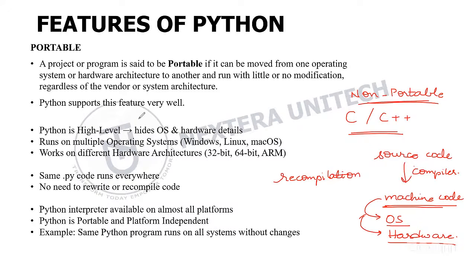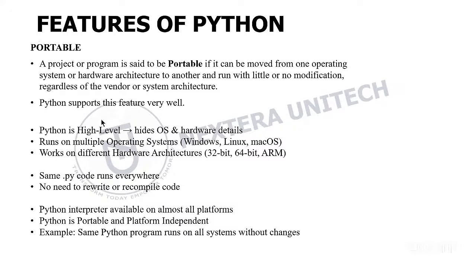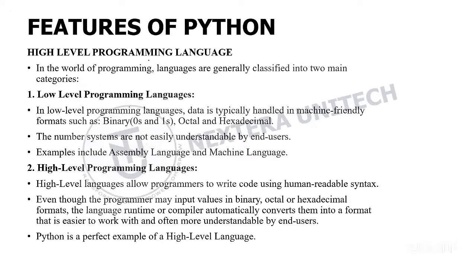And then moving on to the next feature, which is high-level programming language. There are two types of programming languages: low-level and high-level. In low-level programming languages, the data is typically handled in machine-friendly formats like binary, zeros and ones, as we discussed at the starting, and octal and hexadecimal. But these number systems are not easily understood by end users. They cannot remember all this.